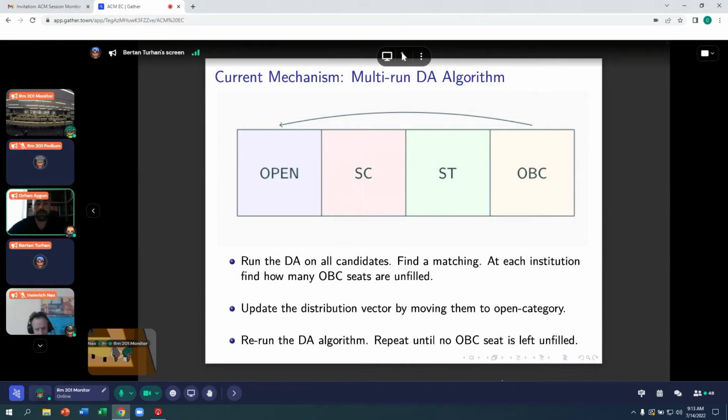Okay, and at the end of the deferred acceptance algorithm, of course, for some institutions, some OBC seats may be unfilled. And at the end of the DA, they iterate deferred acceptance again by updating the number of available positions, and they add the number of unfilled OBC seats to the number of open category positions.